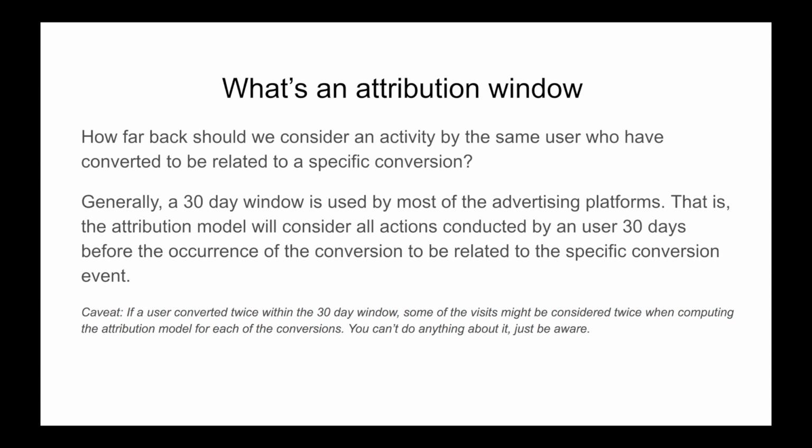But one of the caveats you need to consider is that if within that 30 days, the same user placed two orders, some of your channels might be considered twice when you're computing attribution for either of these orders. And that specific visit might be slightly inflated in terms of the credit given. You can't do anything about it. There's no standard way of removing that at the moment. But just be aware that this might happen and keep that in the back of your head.